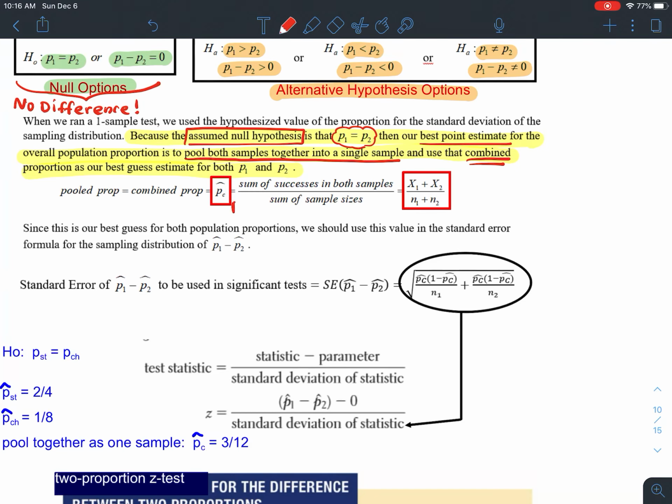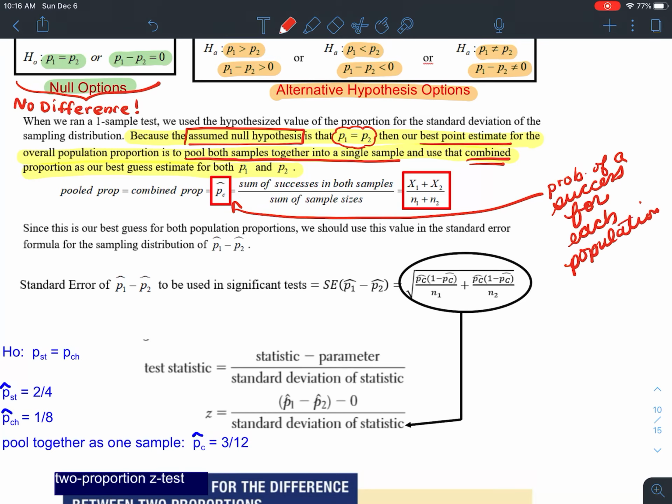Okay. When we do this, I'm just going to label here that this represents the probability of a success for each population. So it's going to be exactly the same for what we would end up using here for each sample's probability of a success. Right, so the standard error for the difference between two population proportion samples is given by this formula right here.